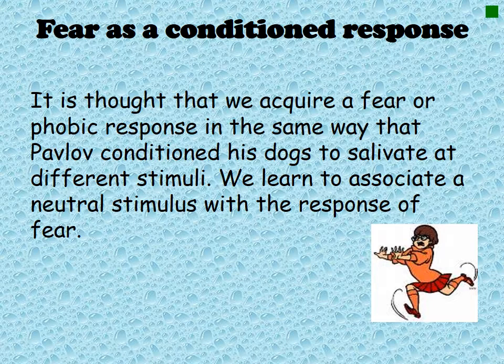Think about how classical conditioning will lead on to creating fear responses as well. Now, the next video will look at phobias, where we start to try and explain the acquisition of phobias through classical conditioning. But it's thought that we acquire a fear or a phobic response in the same way that Pavlov conditioned his dogs to salivate at the bell, because we learn to associate a neutral stimulus with the response of fear. So, for example, the neutral stimulus of a spider is then associated with the response of fear, which therefore means that as a result, the spider itself will become a conditioned stimulus, which will lead to the conditioned response of fear.